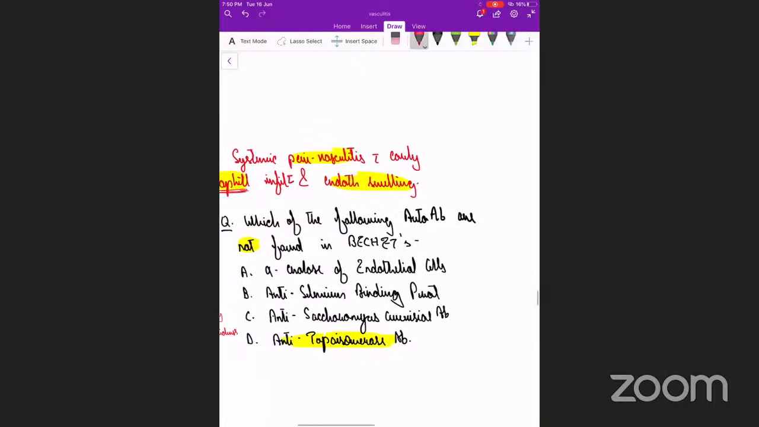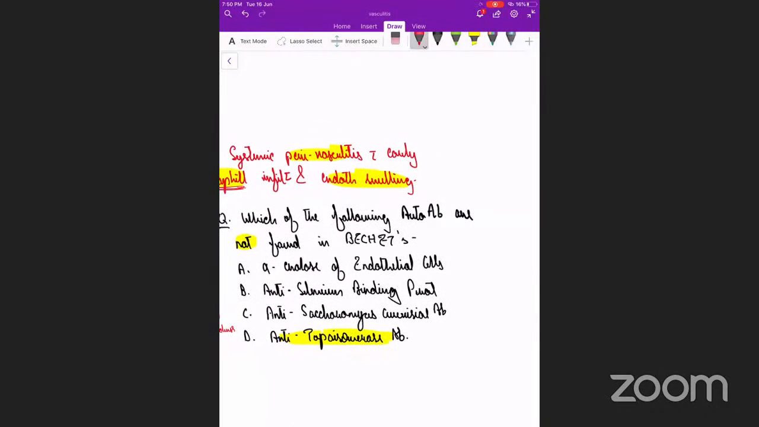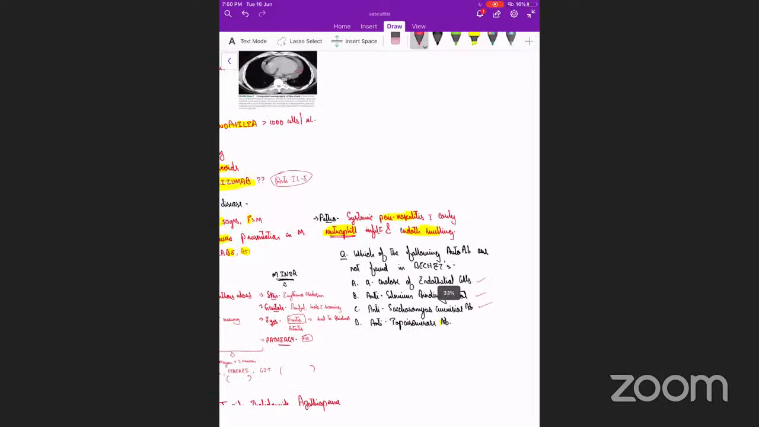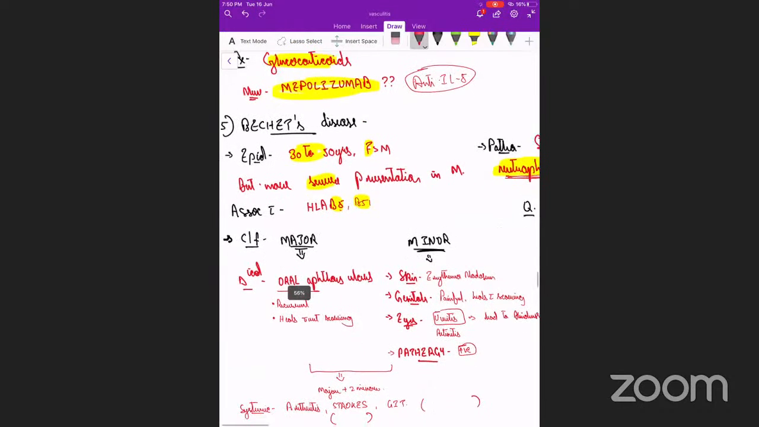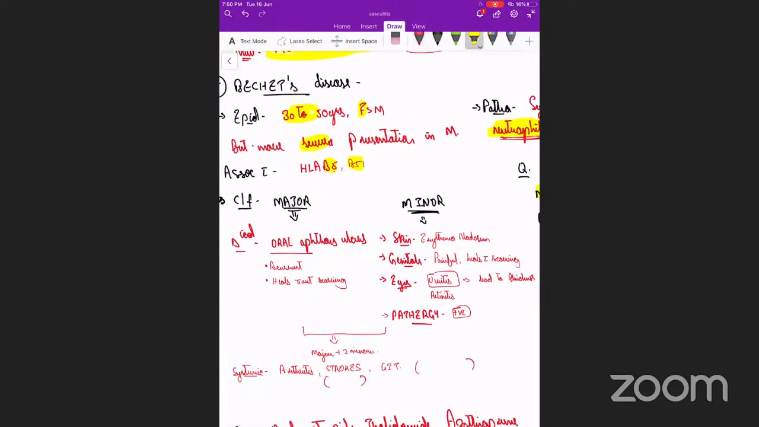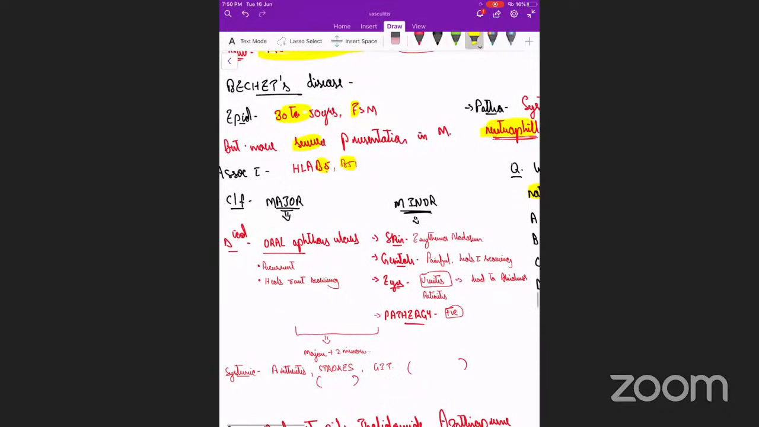So Behçet's disease is associated with alpha enolase of endothelial cells, autoantibody against this, anti-selenium binding protein antibody and anti-Saccharomyces cerevisiae antibody. Okay, so clinical features: one, we had seen the triad, oral ulcers, genital ulcers along with uveitis. That was the triad associated with Behçet's.